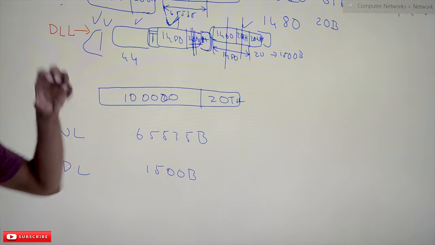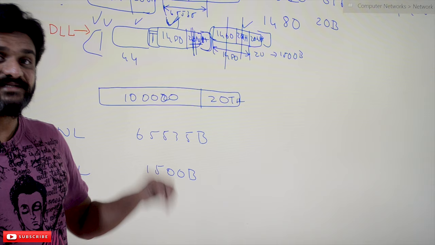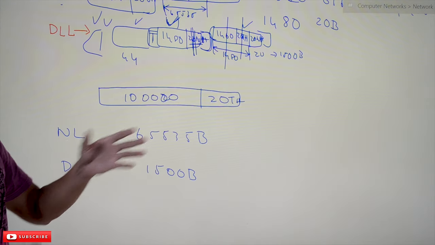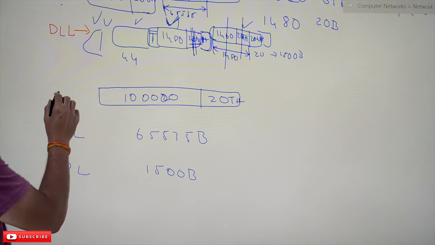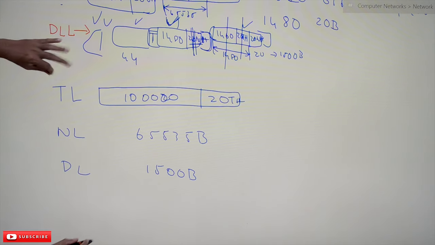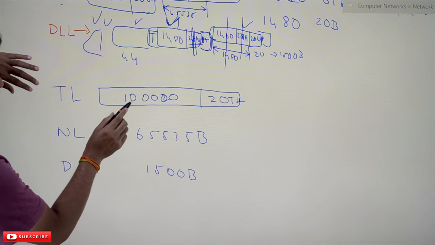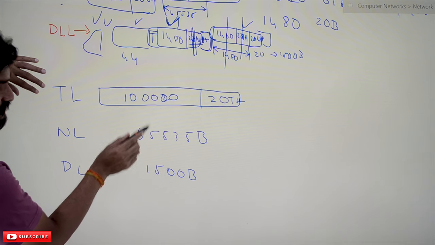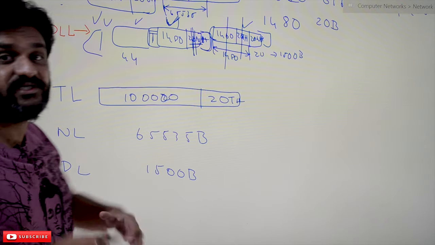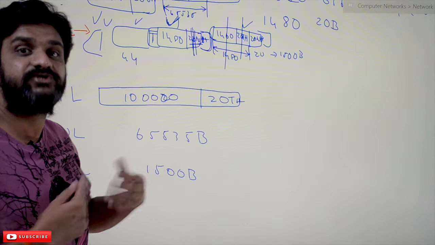Now at the sender what happens is, the segmentation into pieces is not done at the transport layer. If the sender does it, it is an overhead, sending this to the network layer and the network layer again dividing it into pieces, it is an overhead, doing the job again and again.